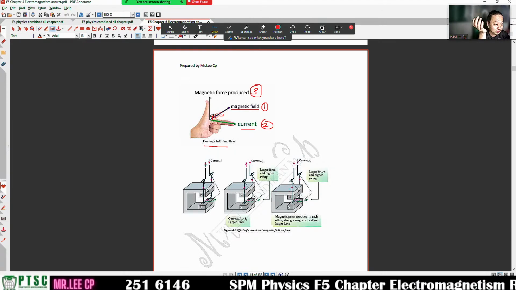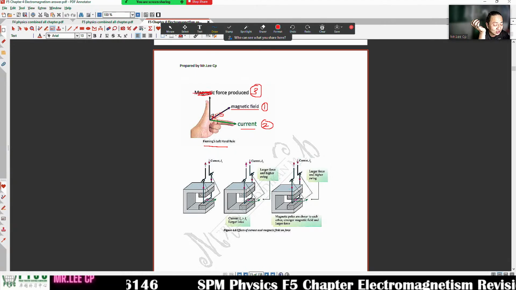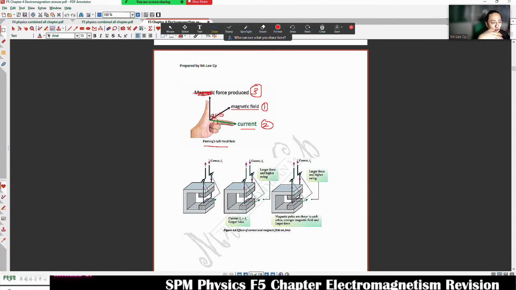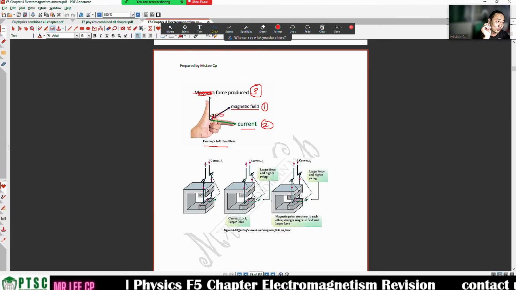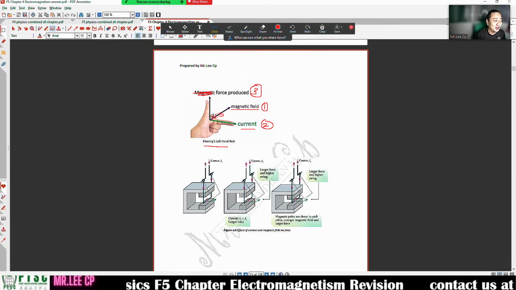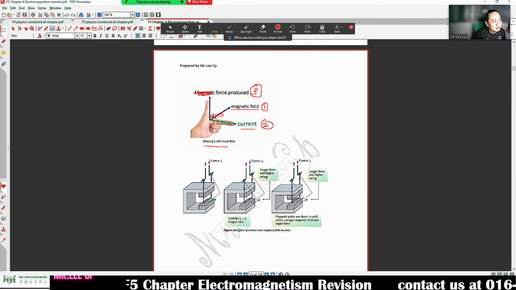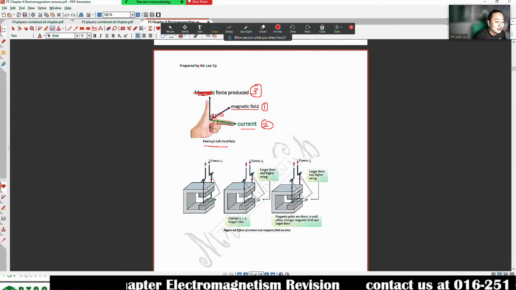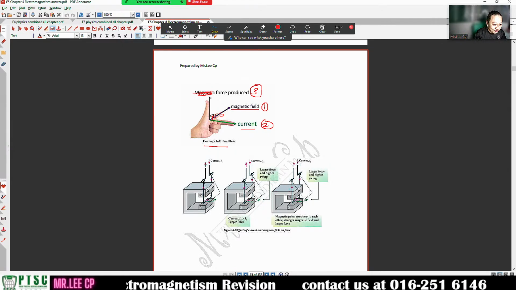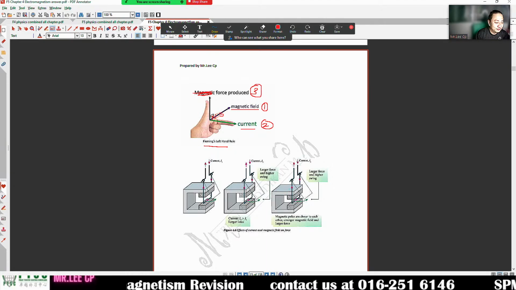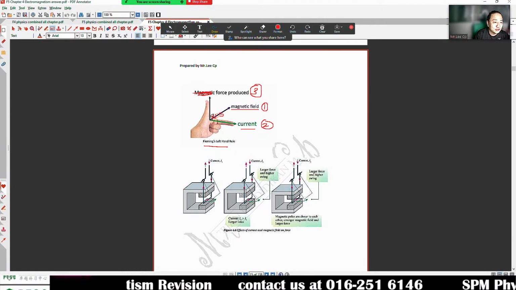This one is the magnetic force produced. Normally we call it force out. You can call it magnetic force because it's the magnet's force. The magnet pushes it, then there is one force. Magnetic force is nothing wrong, so you could, but normally we call it force. Okay, come back to here.